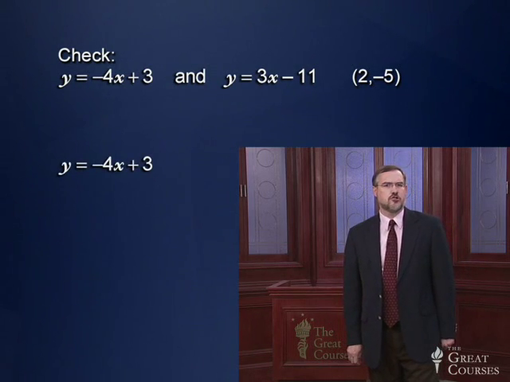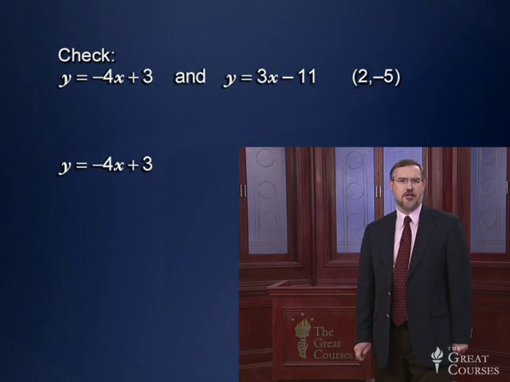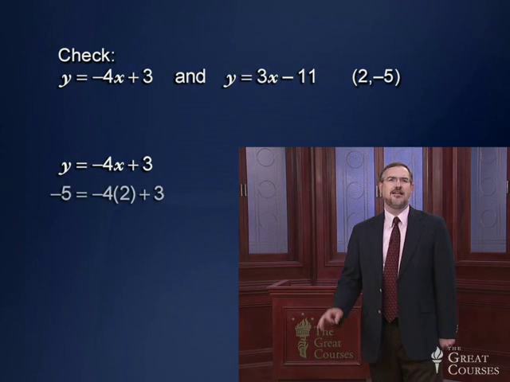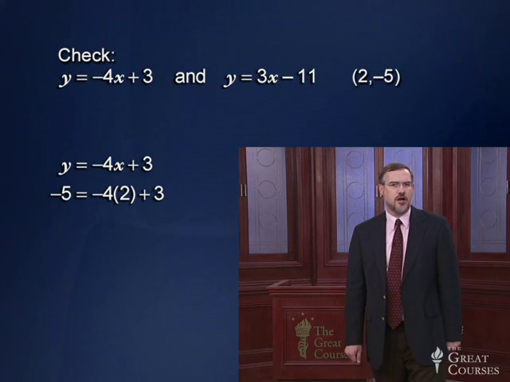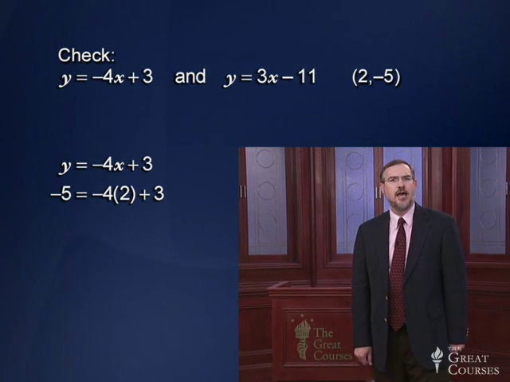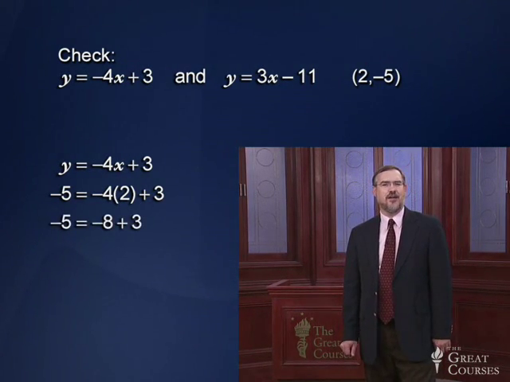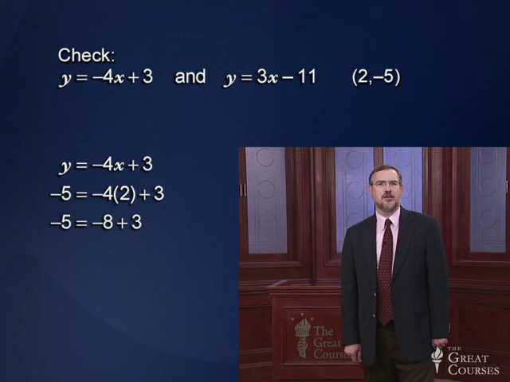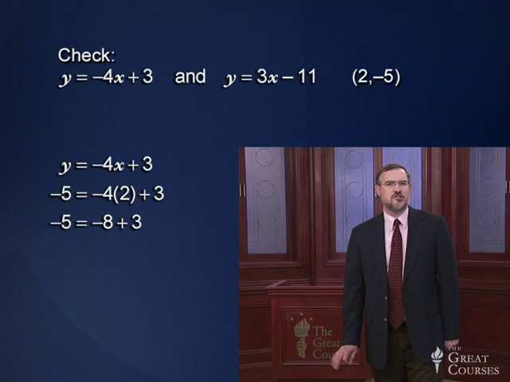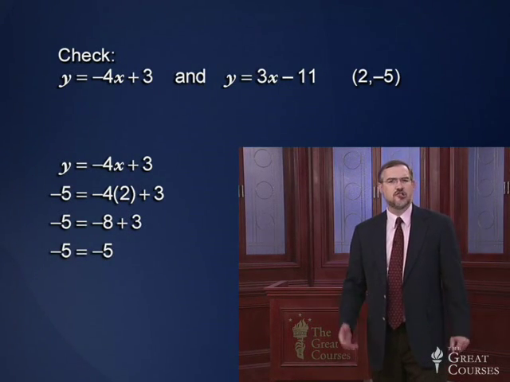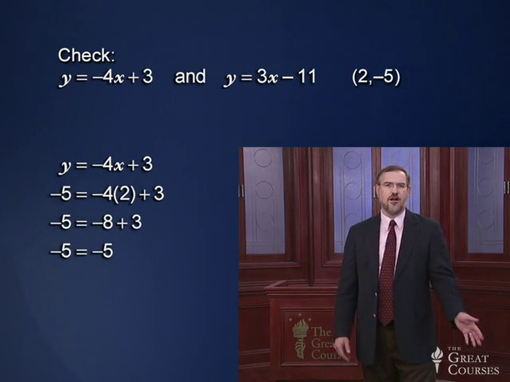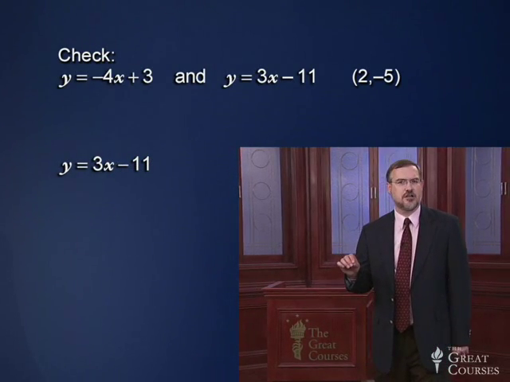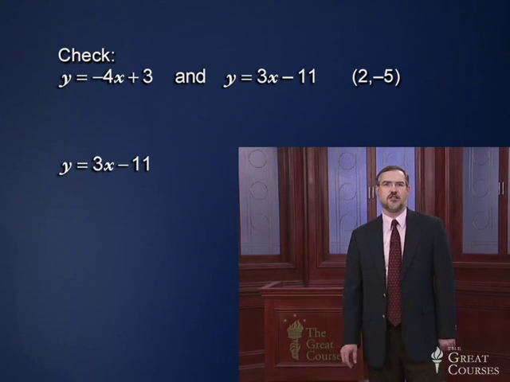So the first equation was y equals -4x plus 3. Plugging in x equals 2 and y equals -5 gives me -5 equals -4 times 2 plus 3. And on the right-hand side, that's the same as -8 plus 3, using our order of operations, doing the multiplication first. And -8 plus 3 really is -5. So I have the equation -5 equals -5. Of course, that's true.